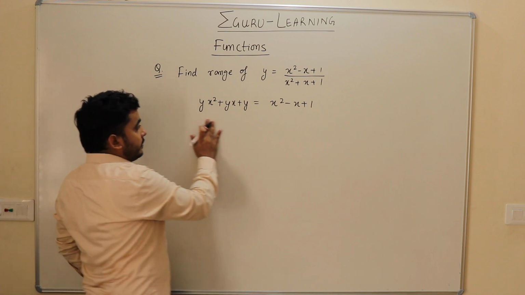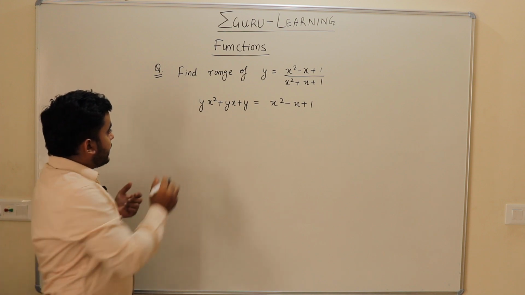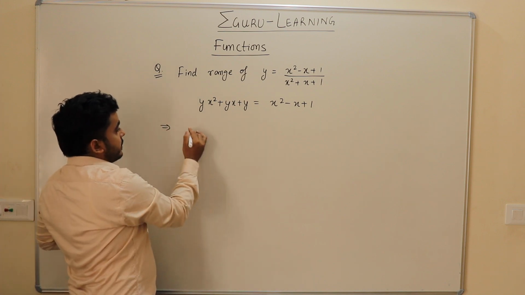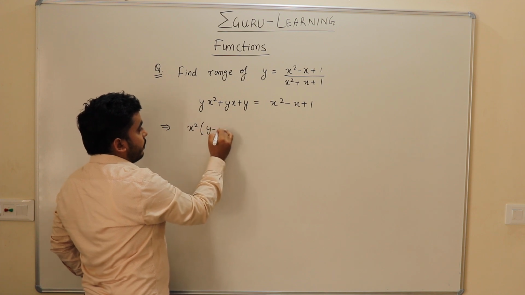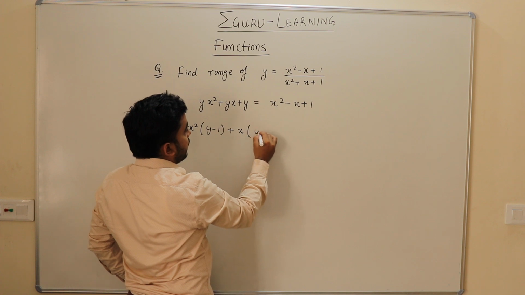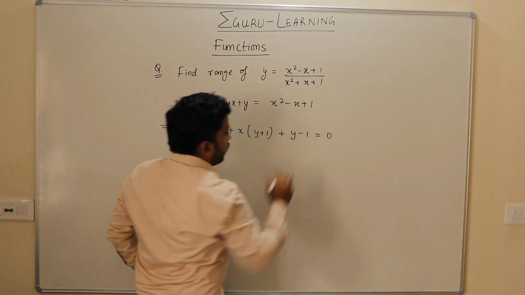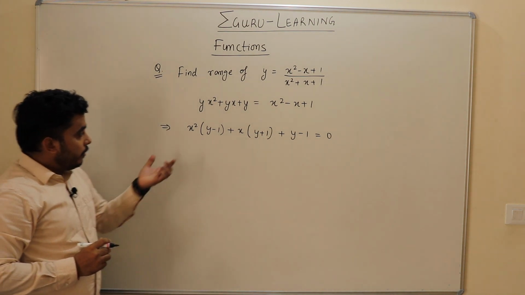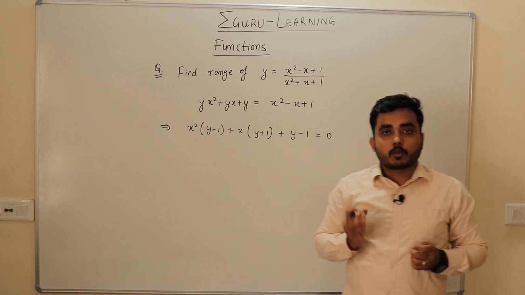Okay, then we will take all the terms to a single side. The coefficient of x square will become y minus 1, the coefficient of x will be y plus 1, and the constant term would be y minus 1. Now we get a quadratic equation in x.